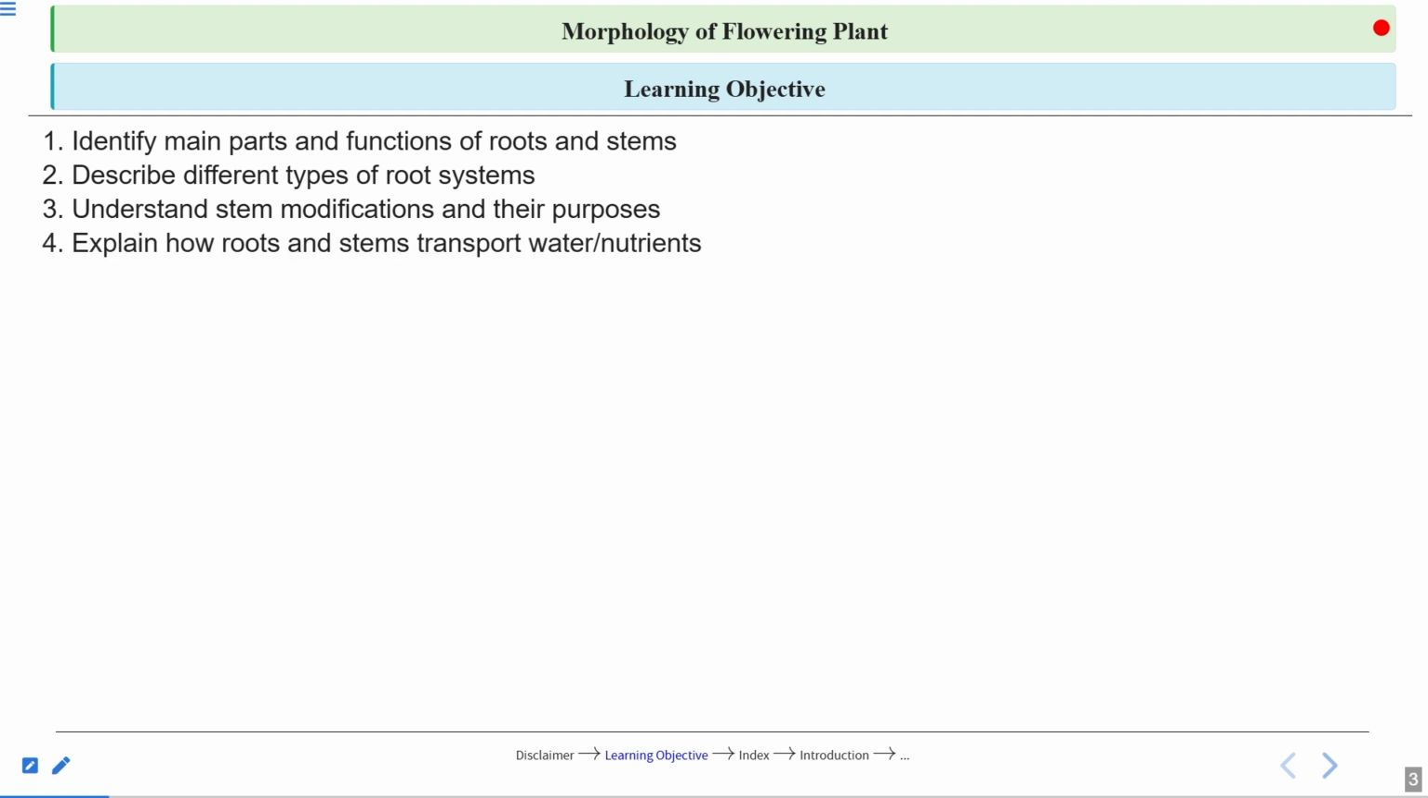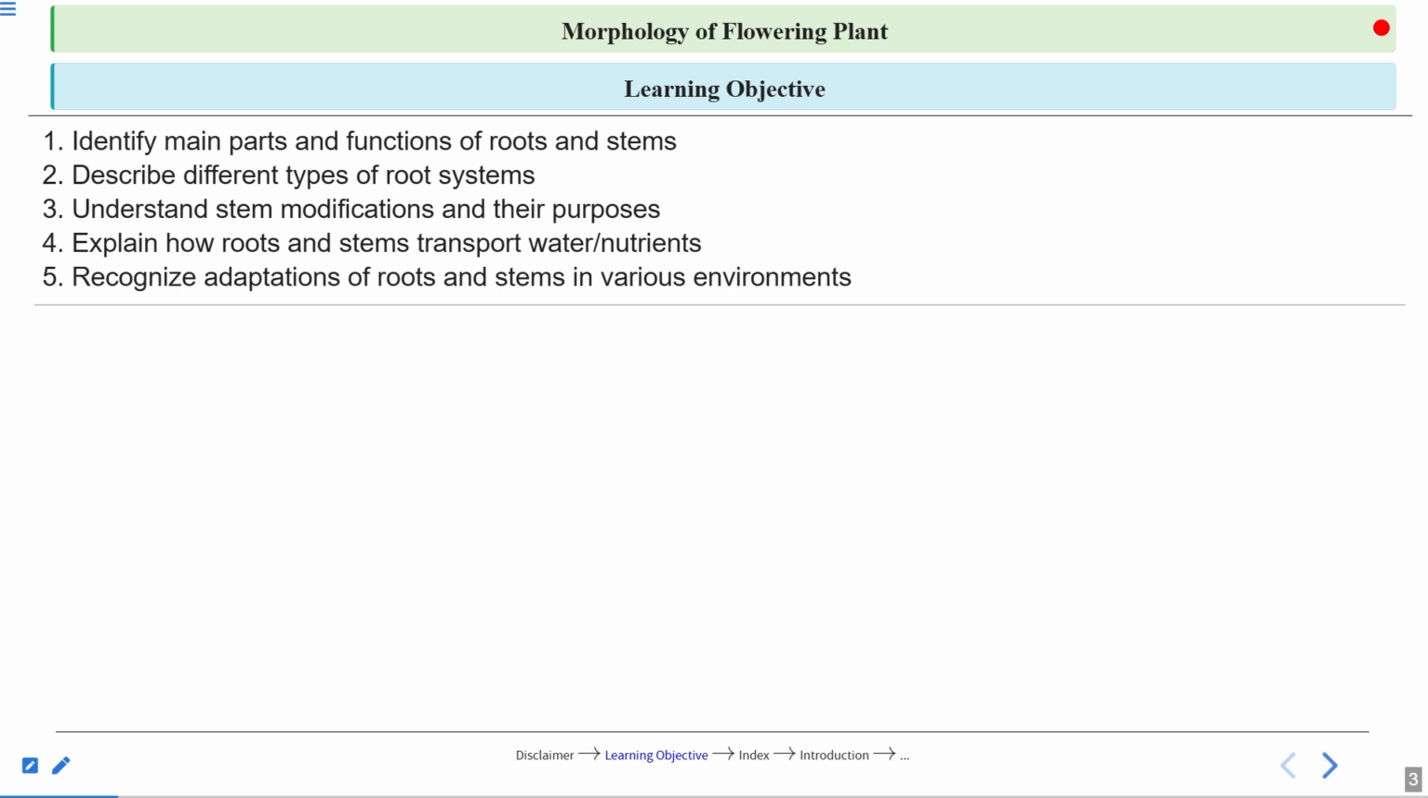Explain how roots and the stem transport the water and nutrients. So how the roots are helping in the transportation of the water and nutrients. Not only the roots, the stems are also involved in that. And recognize adaptations of roots and stems in the various environments, right? So we see the different adaptations of roots and stems in the different environments. So that also we are going to see in today's lecture.